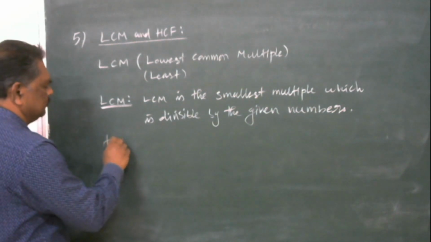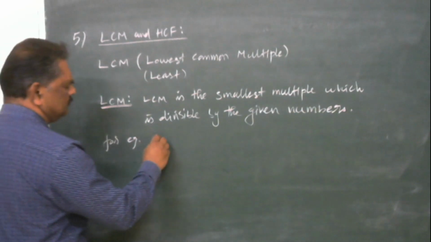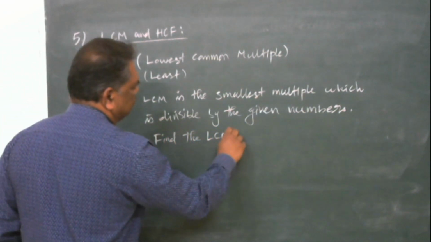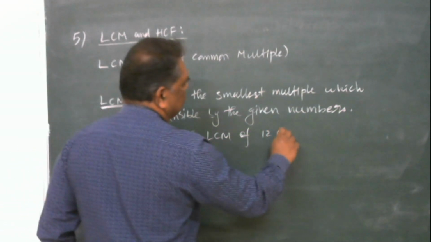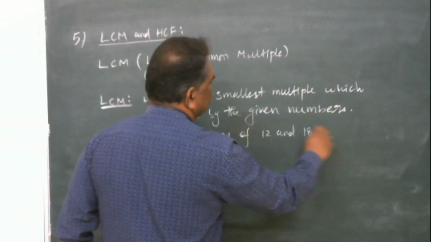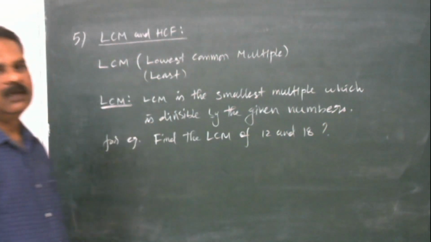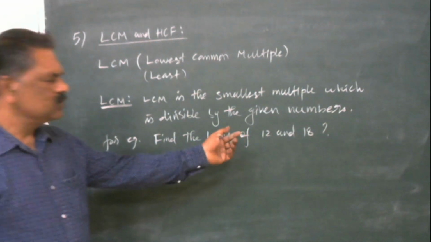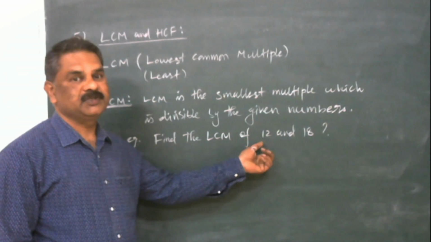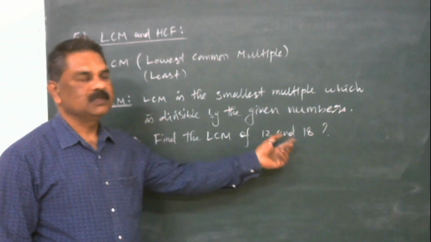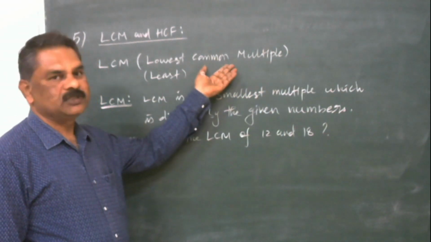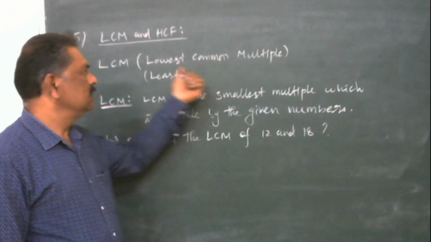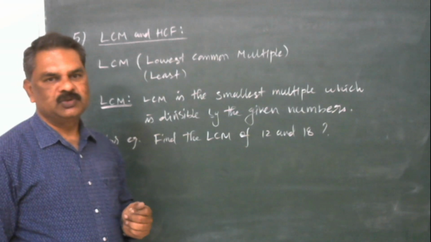For example, find the LCM of 12 and 18. How do you find the LCM of 12 and 18? So we need to look for multiples of these two numbers, and it should be there in both the numbers, and the smallest one we need to choose.